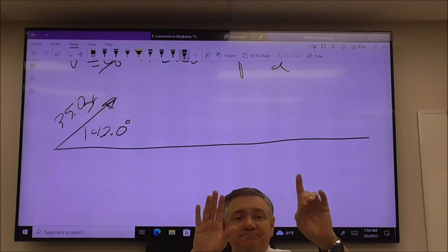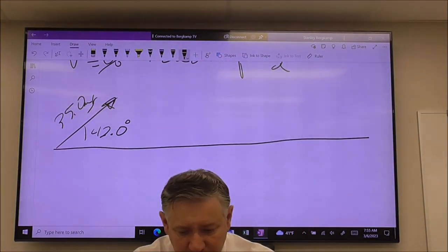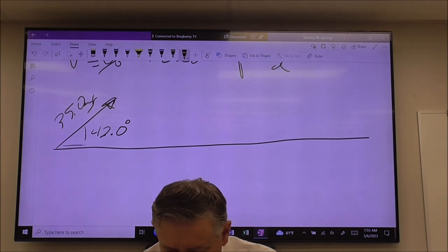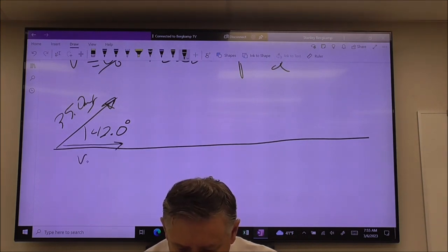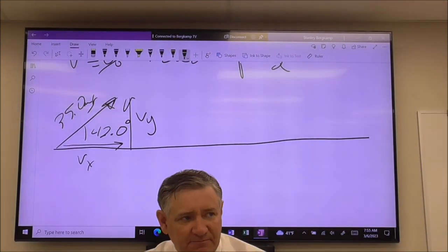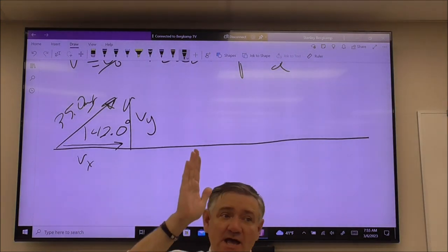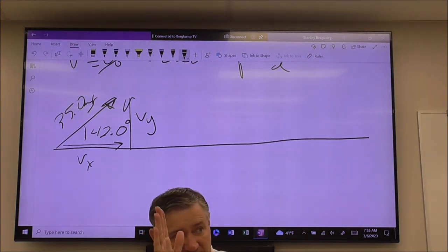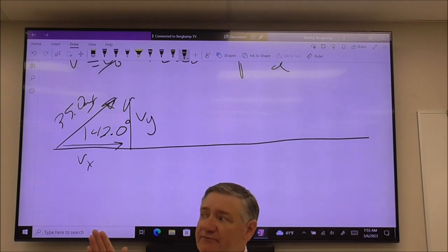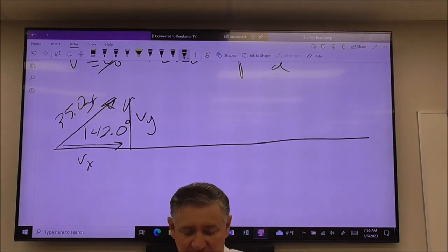So throw that back. As that's going through the air, the first thing that we have to do is find our Vx and Vy. Now here's what's immediately different. The difference is that now we have an initial vertical velocity that we didn't have if it was a horizontal launch problem. Okay, so that's the biggest change that we have.